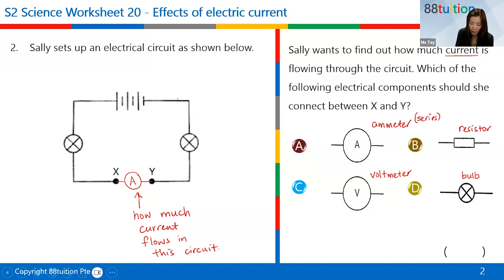So what is the meaning of in series? That means it is part of this path. Okay, part of this path. The voltmeter is supposed to be connected across. If I want to find the potential difference of this light bulb, I will connect the voltmeter in parallel across this component.